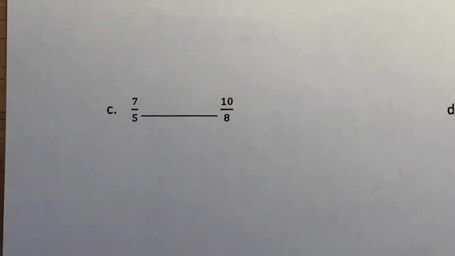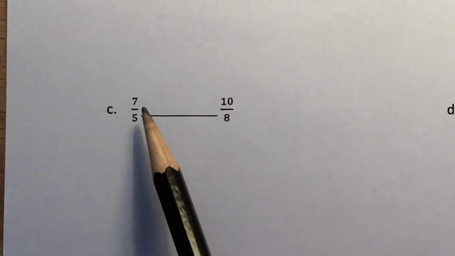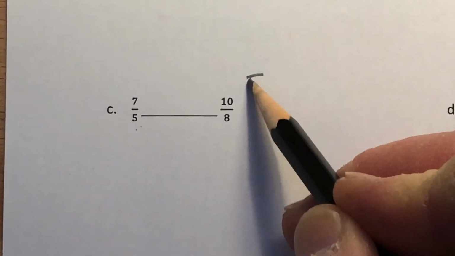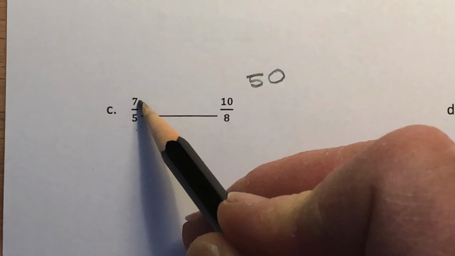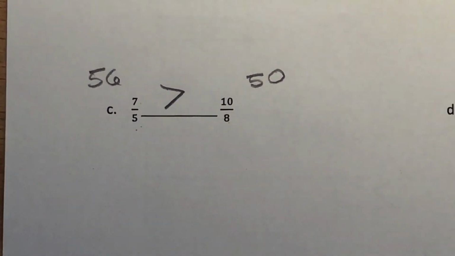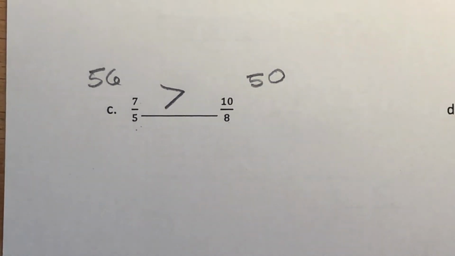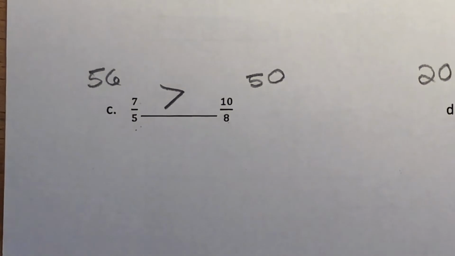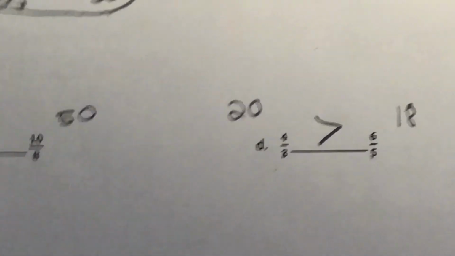Let's check out this one. Okay. 5 times 10 is 50. 8 times 7 is 56. 7/5 is greater than 10/8. Check out 4/3 and 6/5. Still, cross multiplication works. 3 times 6 is 18. 5 times 4 is 20. 4/3 is more. Okay.